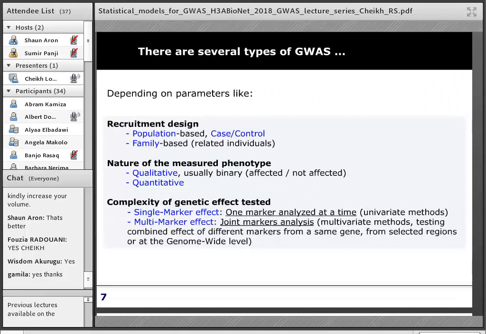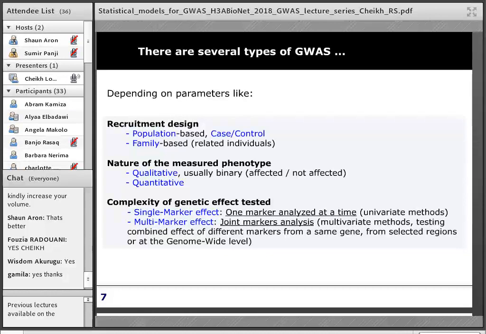So there are several types of GWAS, and the difference is due to the difference in these parameters. For example, the recruitment design, the nature of the measured phenotype, and the complexity of the genetic effect you are testing. For example, if you go to the recruitment design, you can have people from the general population. This is the population-based GWAS, and even in that kind of recruitment, you can recruit case-control, and generally they are unrelated individuals.